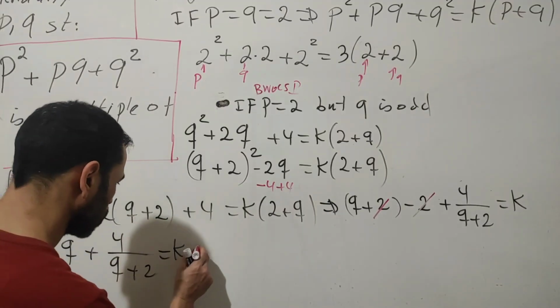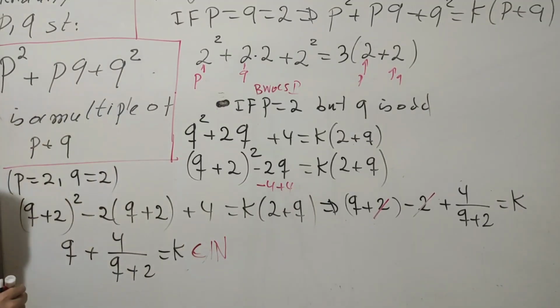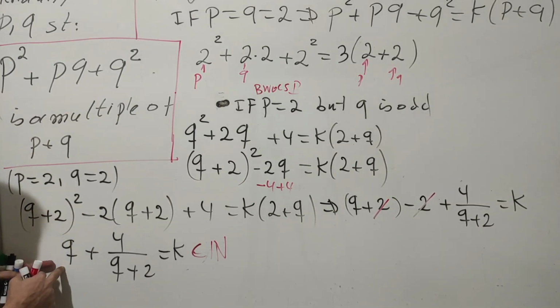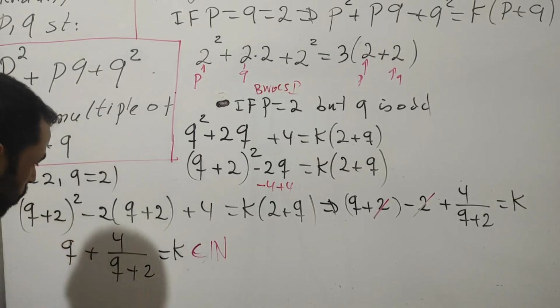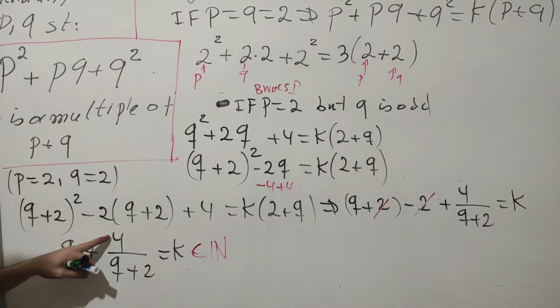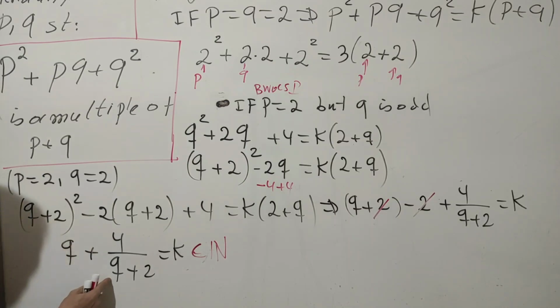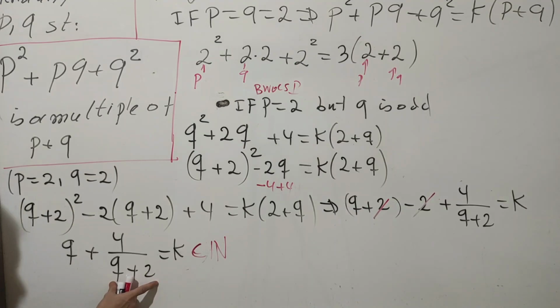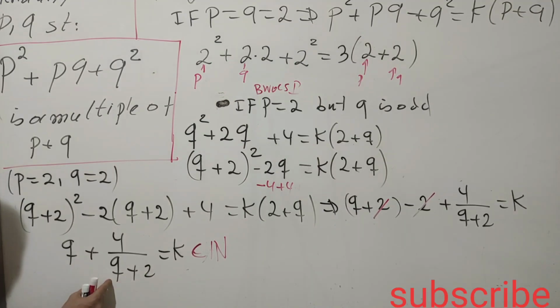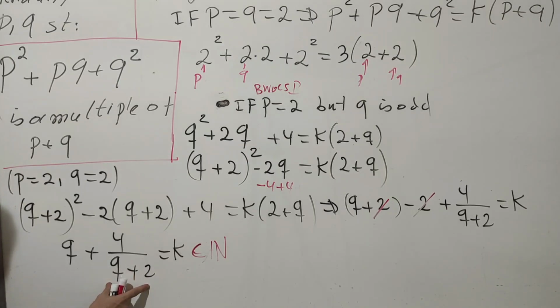So since q is a natural number, the left hand side of this equation must be a natural number as well. So q is a natural number, this one also is a natural number, which means since we have number 4 in the numerator, q plus 2 is going to be 1 or 2 or 4. It cannot be 1 because we have q greater than or equal to 3. It cannot be 2 because we already have number 2 here, which means it's going to be 4, okay?